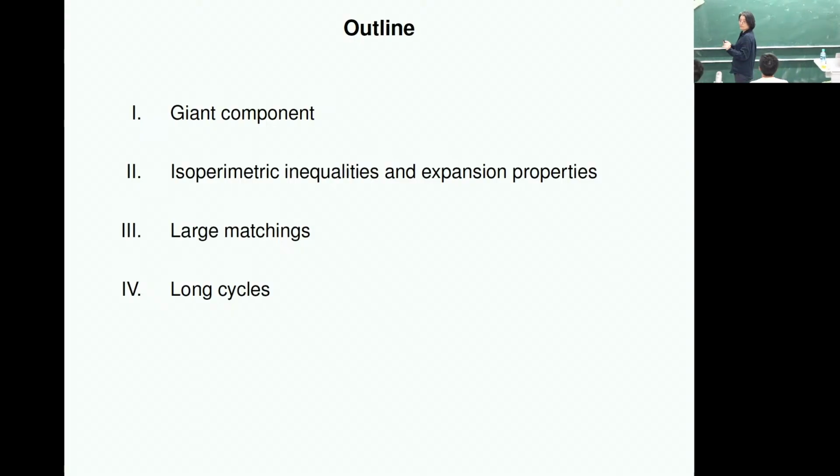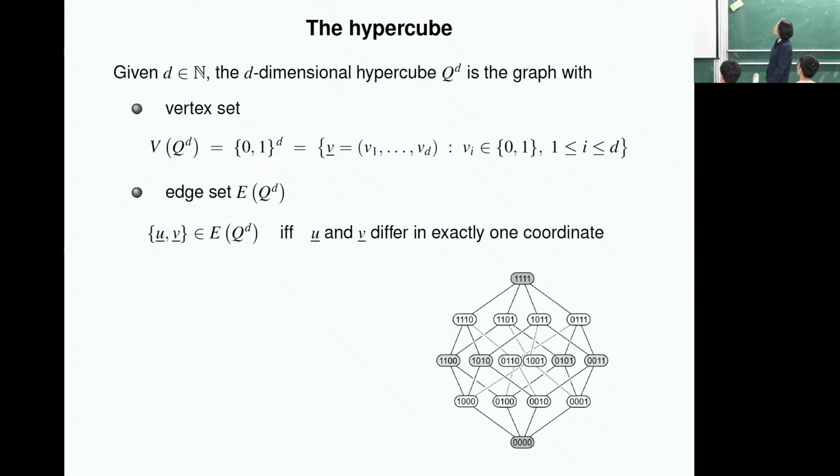Let me set the scene first. In reverse direction, the hypercube. What is a hypercube? Given d, which is a natural number, we will be talking about the d-dimensional hypercube. We will consider it as a graph, not as a Boolean lattice, with a vertex set. What is the vertex set? It's just binary strings of length d. Each coordinate is either 0 or 1.